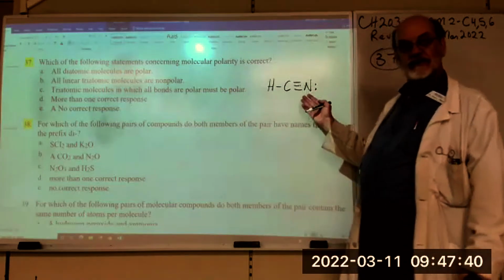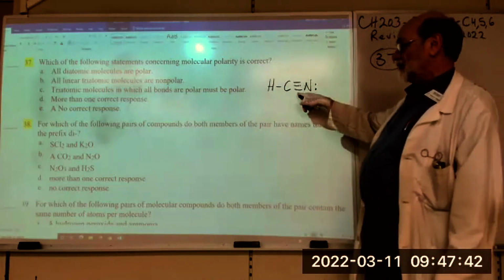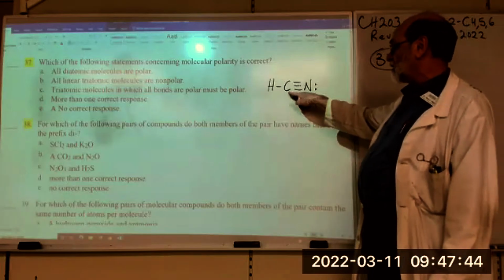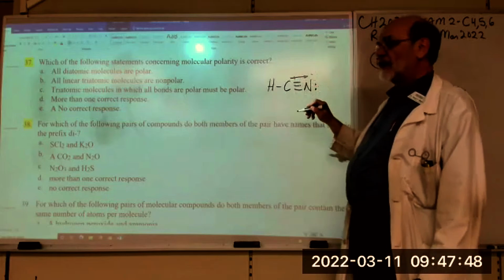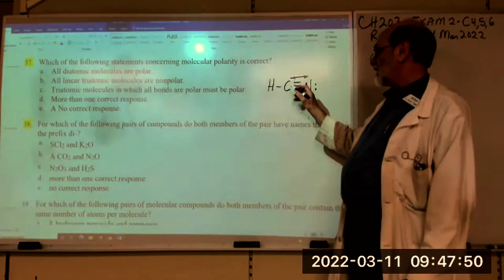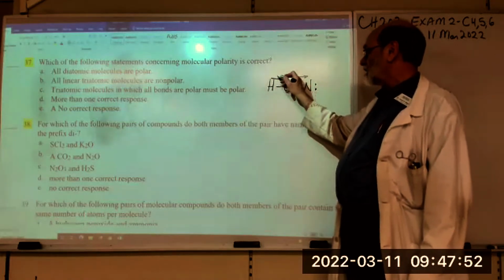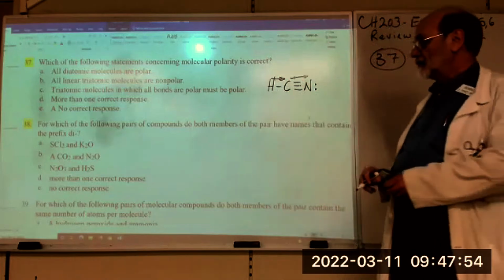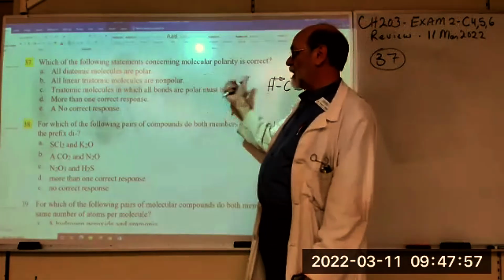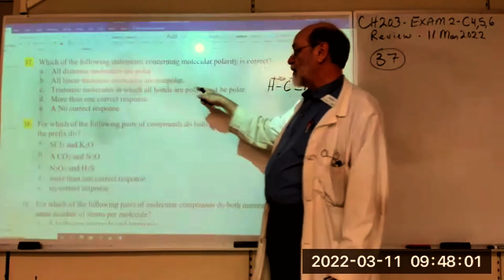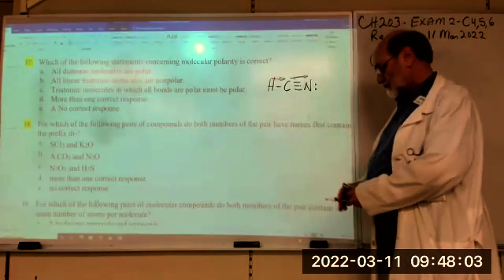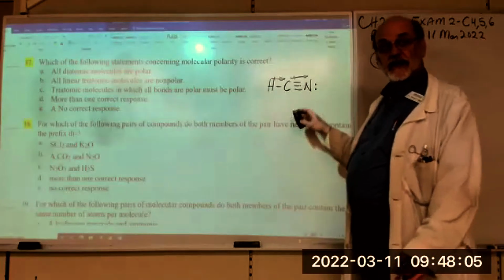So that was linear. But nitrogen is more electronegative than carbon, and carbon is more electronegative than hydrogen. So that one's polar, right? We've invalidated this with that one molecule. All linear triatomics are nonpolar? No. We have examples of polar linears.